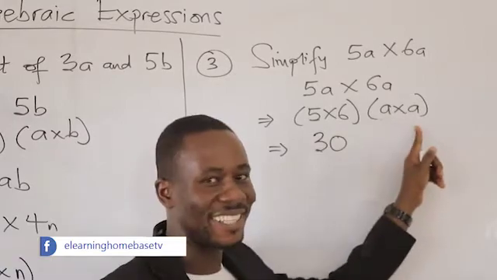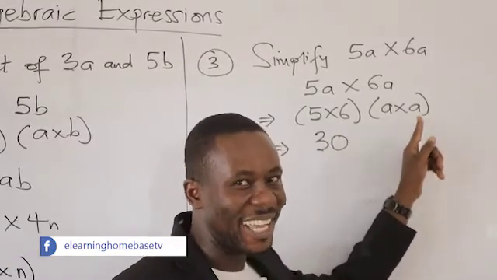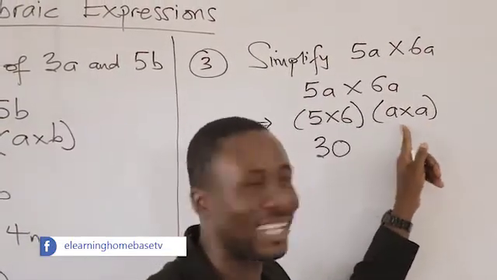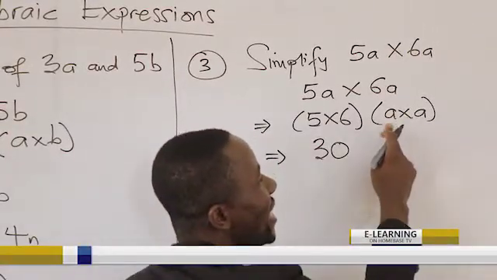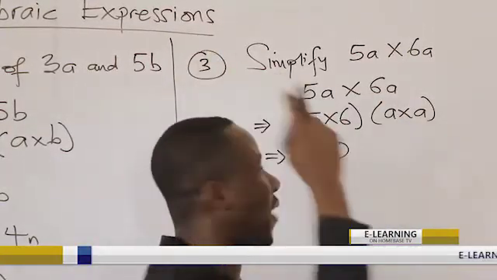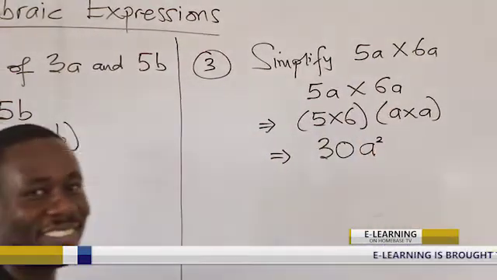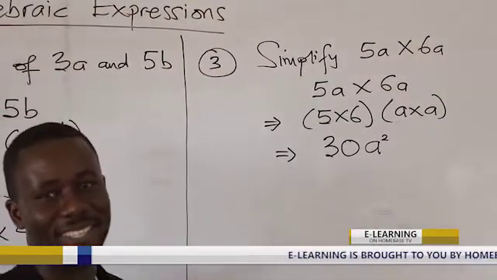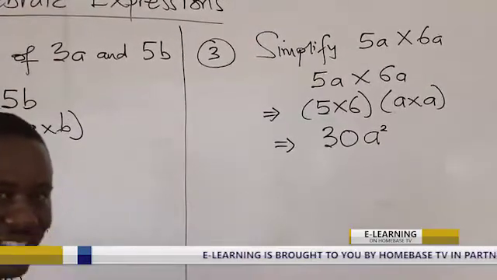a times a. So if the variables are the same, this is the property we looked at. They are the same here. And how many times are they multiplying each other? 2 times. So that will take the exponents. So a is multiplying itself twice. So that will give us a exponent 2. So we get 30a squared. I hope you got it. Good.